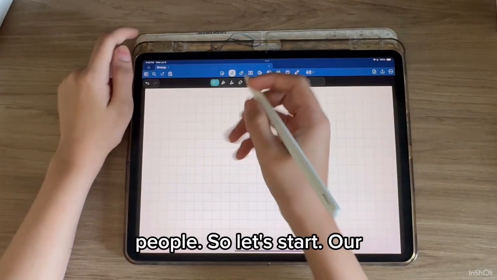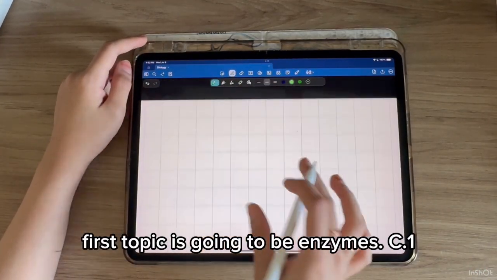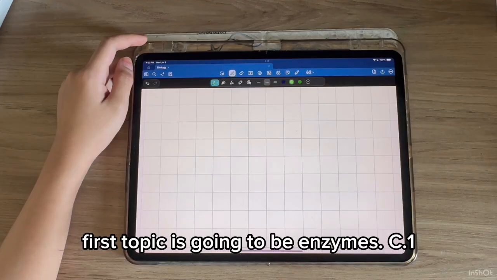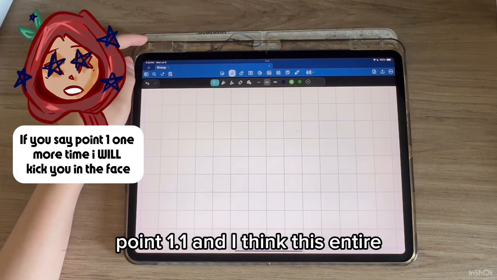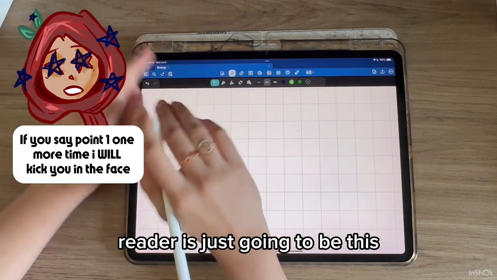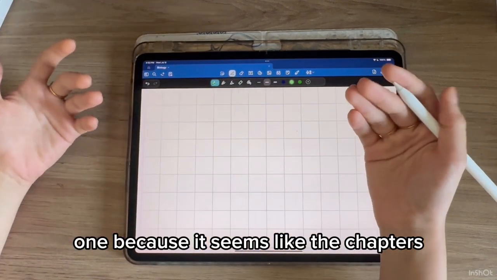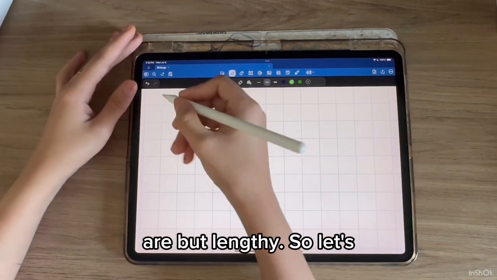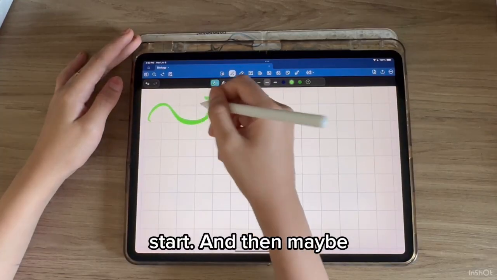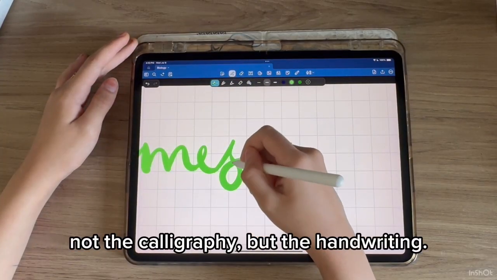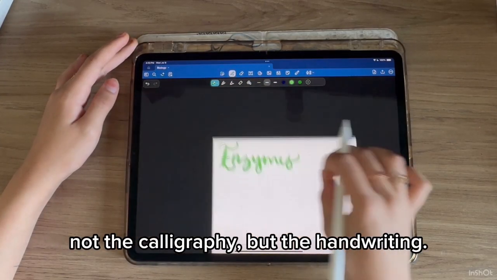So let's start. Our first topic is going to be enzymes, C.1.1.1. And I think this entire video is just going to be this one because it seems like the chapters are a bit lengthy. So let's start. Enzymes, maybe not the calligraphy but the handwriting.